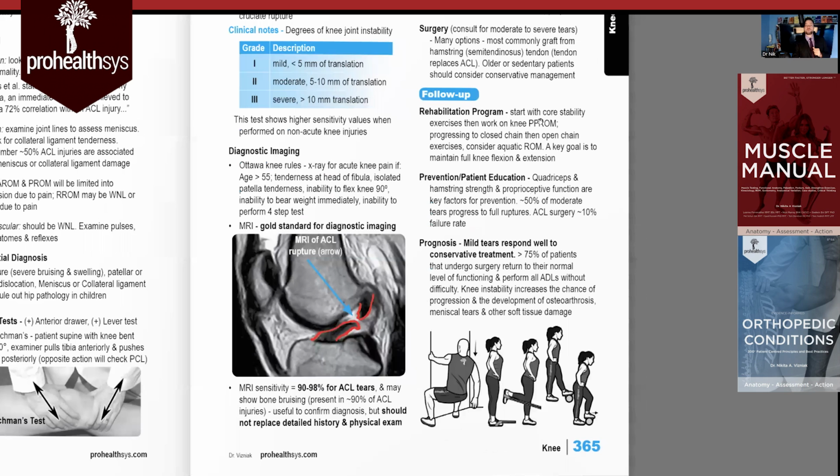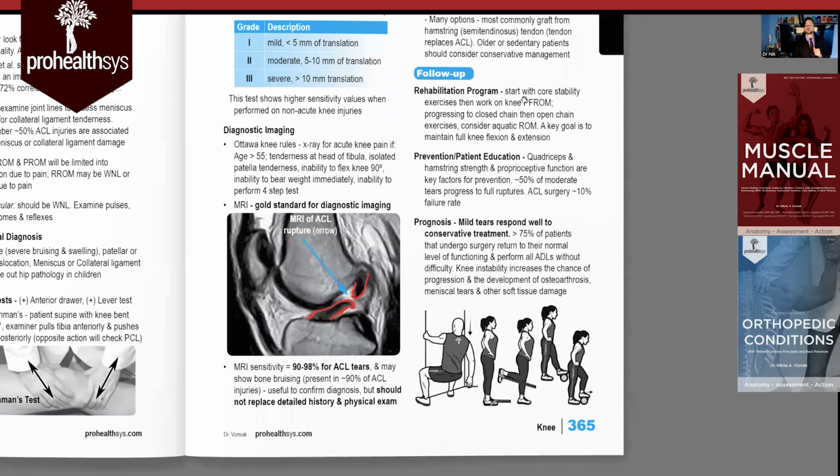Rehab program: start with core stability exercises and then work through passive pain-free range of motion. And again, not truly pain-free, but mostly pain-free. A little bit of pain and discomfort is okay, but you just don't want to overdo it. Aqua aerobics might not be a bad idea. Open chain movement. Key goal is maintain full flexion and extension of the knee. In fact, a lot of surgeons and myself, we will use, can you give me full flexion, full extension of the knee as a tell to see how well that knee is actually doing. It should have at least 120 degrees of flexion. Even beyond that shows better outcomes.